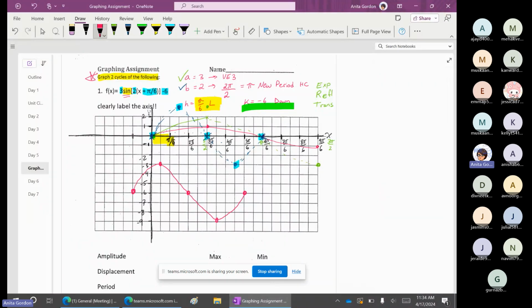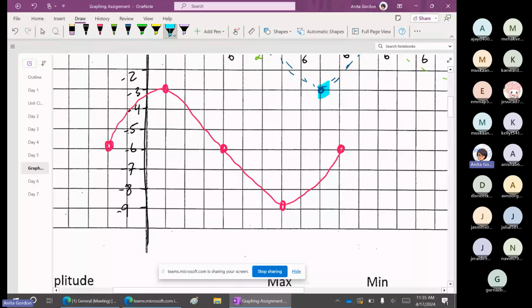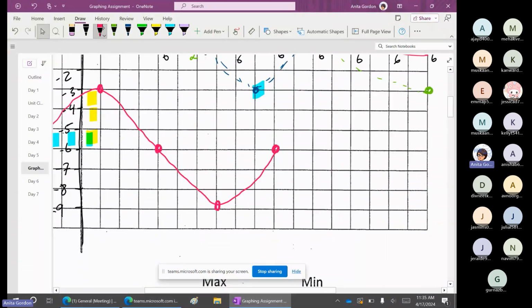Now, the question does ask for 2 cycles. Once you have your first cycle graphed, just follow the pattern. Let's take a look. What pattern can we see? 1, 2, 3. 1, 2, 3. So each rotation is 3 up, 3 over. So I can just keep going.